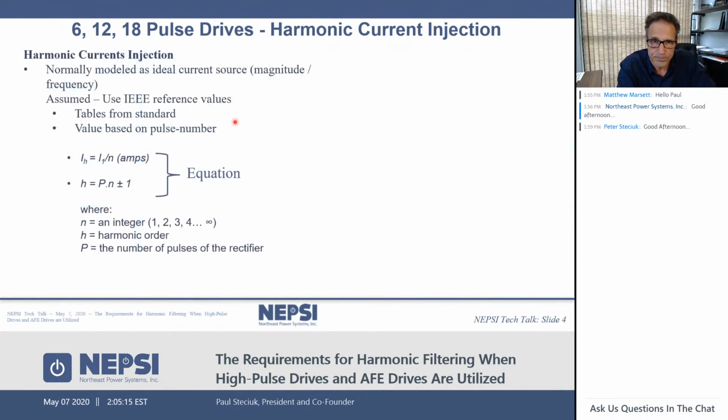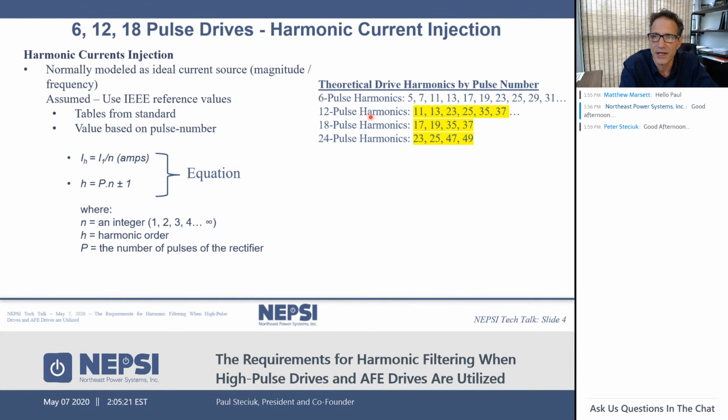So when you look at the 6, 12, and 18 pulse drive, oftentimes it's considered to not have harmonics at the lower harmonic numbers when it's 12, 18, or 24 pulse. So you follow this typical equation here for developing what harmonic content exists within the drive system.